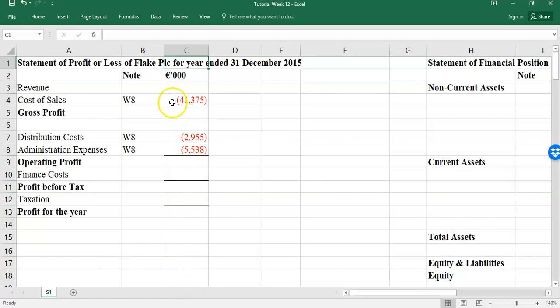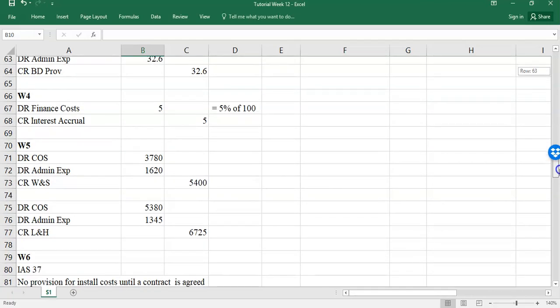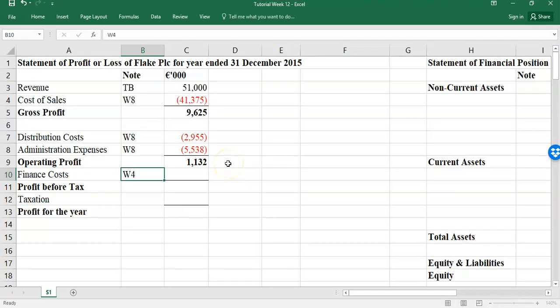The revenue in this case, no adjustment, so it's just trial balance, and our revenue at the top is 51 million. So that means your gross profit is 9625. We've no other income, so we leave it out. So your operating profit will be 1132. Finance costs, we had 1. There's nothing in the trial balance, but we did do working 4, 5. Debit finance costs 5. So working 4 minus 5. And that will be 1127.